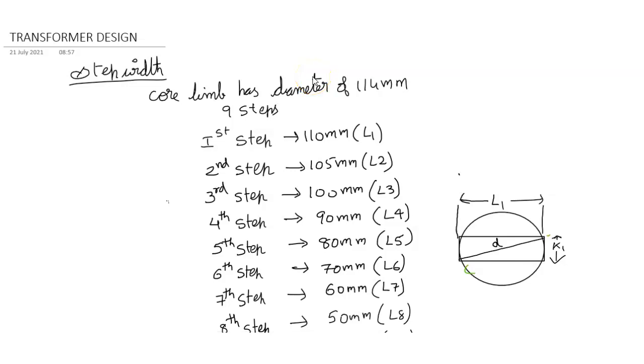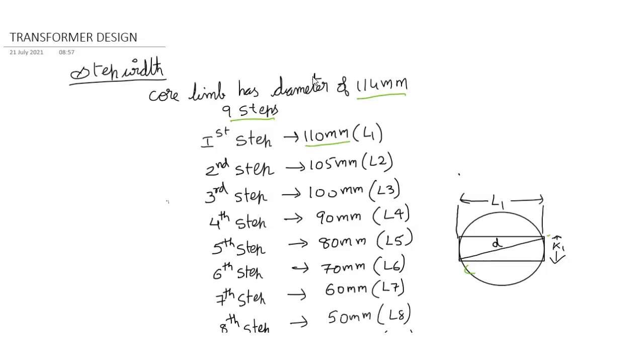Hello friends, in the last class we calculated the core diameter, which is 114 mm for a 100 kVA transformer. Now we are interested in calculating the step width of each core. We know that a transformer core is made up of laminations of different widths, and we are taking a 9-step process, 9 steps in the core. The first step we are taking as 110 mm, based on the core diameter, which we call L1.